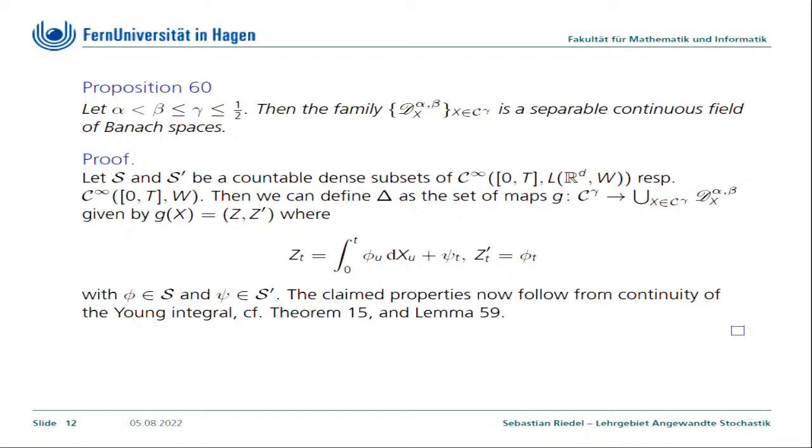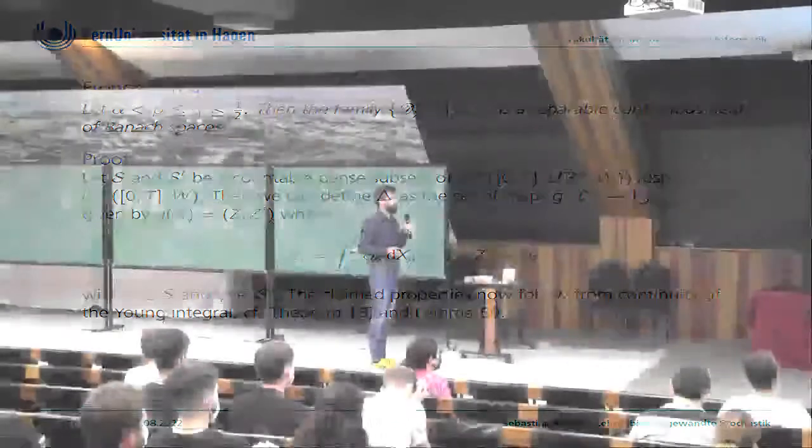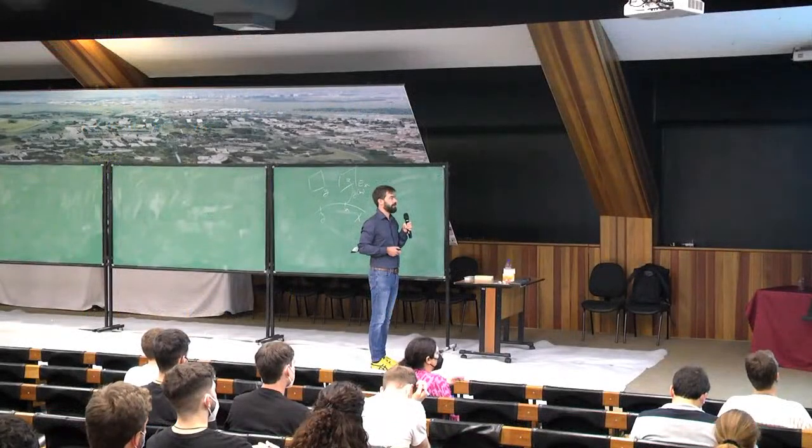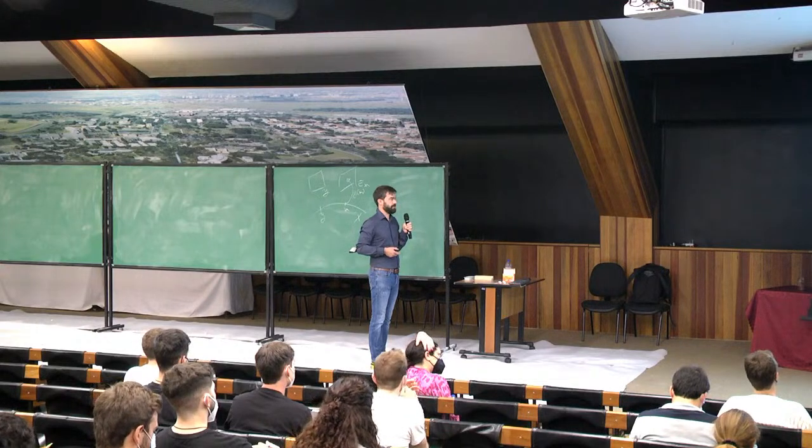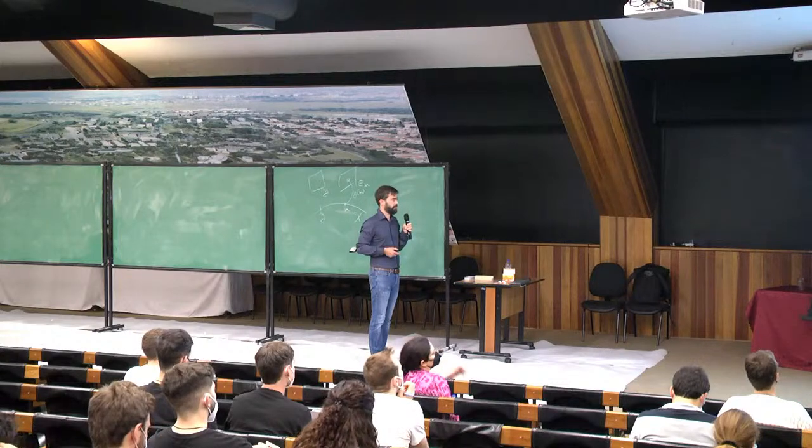So now remember, we had to check two properties for a continuous field. One was continuity. So continuity meant that, okay, let's fix a G. In this definition it would mean let's fix a phi and a psi, and look at this as a function from x mapping to this term here, and take the norm here in the controlled rough path space.